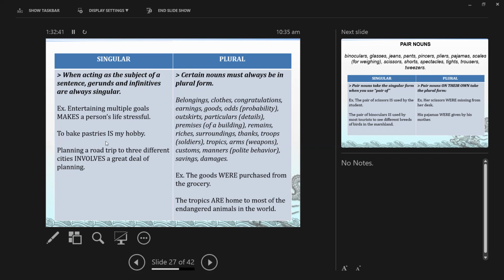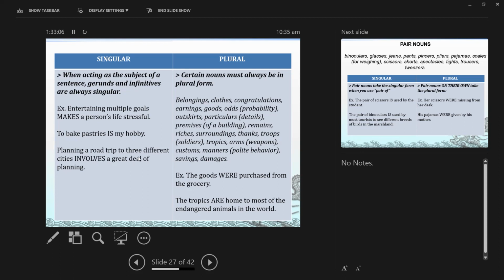Next, to bake pastries is my hobby. Bake is the one that is using the is, okay? So to bake pastries is my hobby. Bake is in singular form. That's why you use the helping verb is, and it's a singular helping verb.